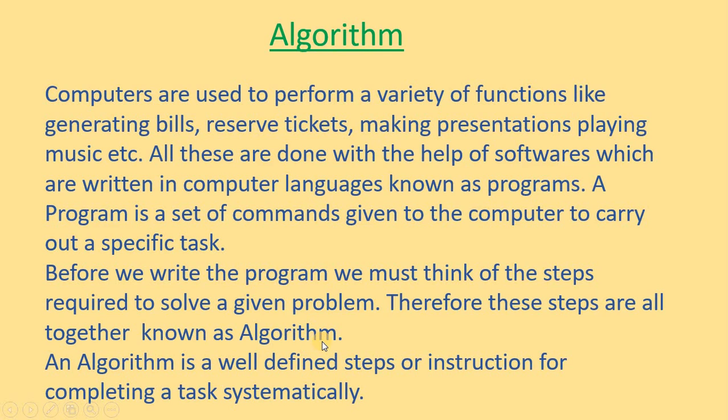We can understand that all the steps together form an algorithm. An algorithm is a set of well-defined steps or instructions for completing a task systematically. So an algorithm is made of well-defined steps. All the steps should be defined or mentioned properly, and these steps are also known as instructions for completing a task systematically. Systematically means it should go in a systematic way.